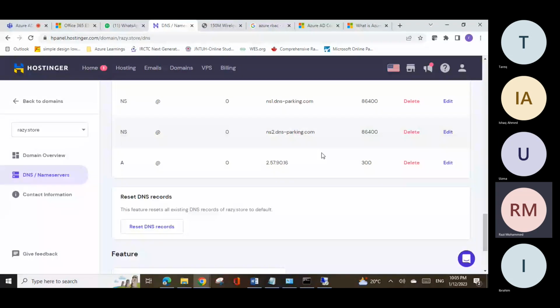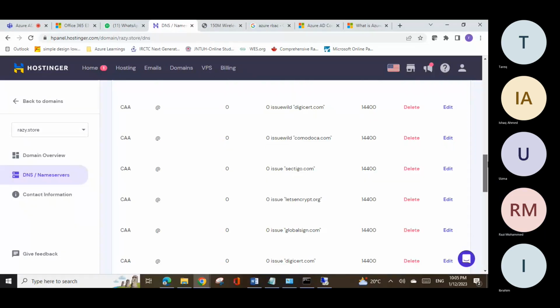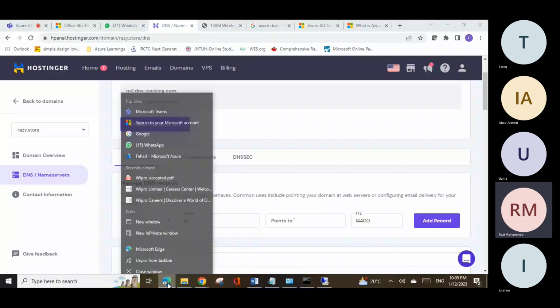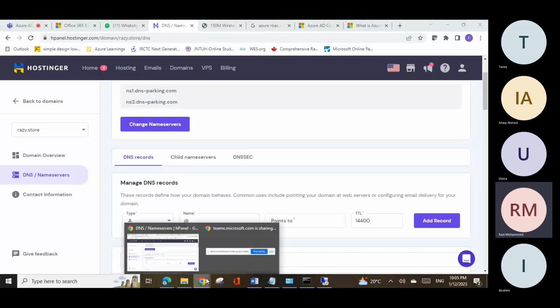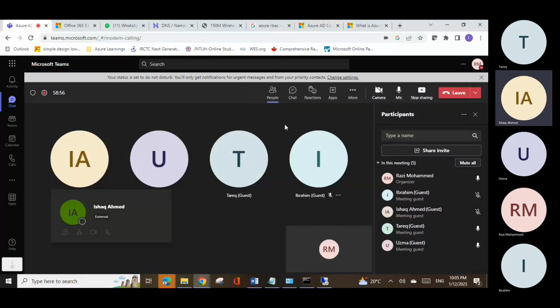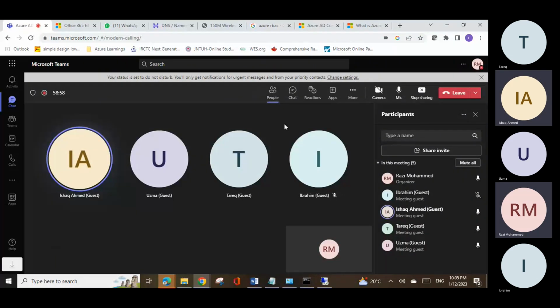For people who haven't seen this domain, how to purchase a domain, I'll showcase once again. देखे आप लोग सब नहीं? I don't remember who all were there. Ibrahim, Ishaq, do you know how to purchase a domain? No, sir, I don't know. Okay.